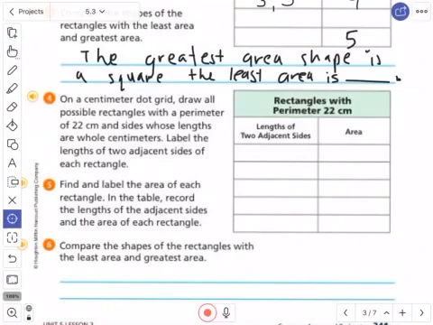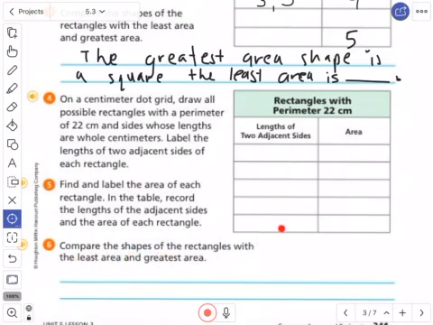For this one, this time on a centimeter dot grid, draw all possible rectangles with a perimeter of 22. So instead of 12, now we're going to do 22. And whose side lengths are whole centimeters, so that'll have to be whole numbers again. Label the lengths of 2 adjacent sides of each rectangle. Find and label the area of each rectangle. In the table, record the lengths of the adjacent sides and the area of each rectangle, and compare the shapes of the rectangle with the least area and the greatest area.